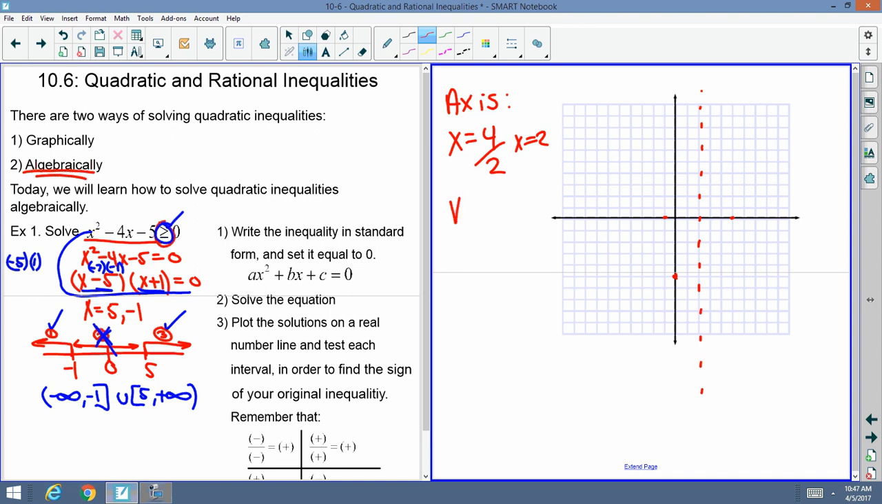And then my vertex is my y value when I plug in my axis of symmetry x. So 2 squared is 4. 4 minus 8 is negative 4. Minus 5, negative 9. So that's right here. So my y-intercept is 2 to the left, go 2 to the right. And now this is greater than or equal to, so it's a solid line.